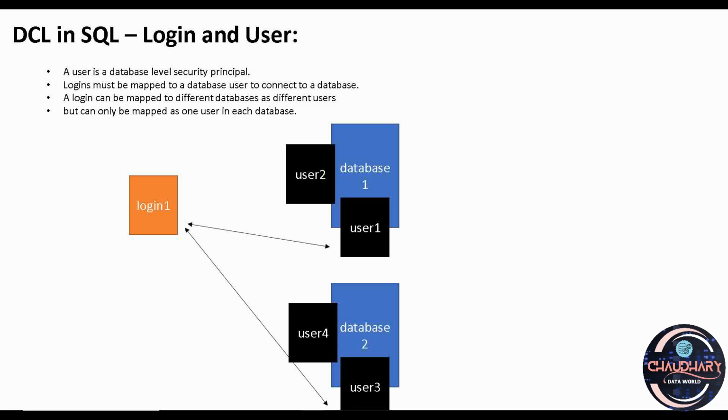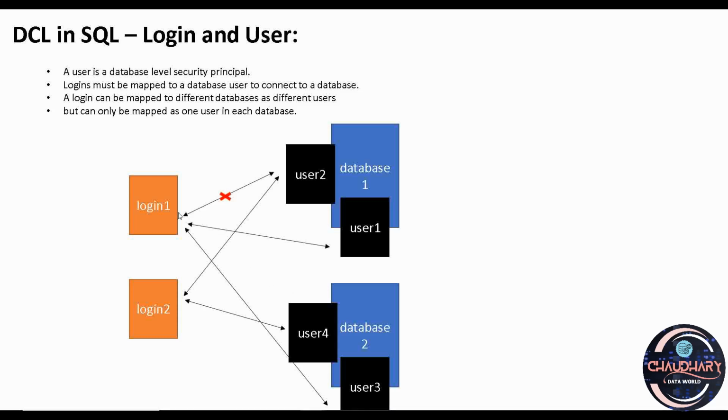Inside that we are having, suppose, login 1, that is the first login credential. Definitely it can be mapped with different users in different databases. Correct? A login can be mapped to different databases as different users. You can see here that this login 2 is mapped to different users in different databases. The only thing you keep in mind is that one login will be mapped to many users, but in different databases, not in the same database, which is represented by this diagram.